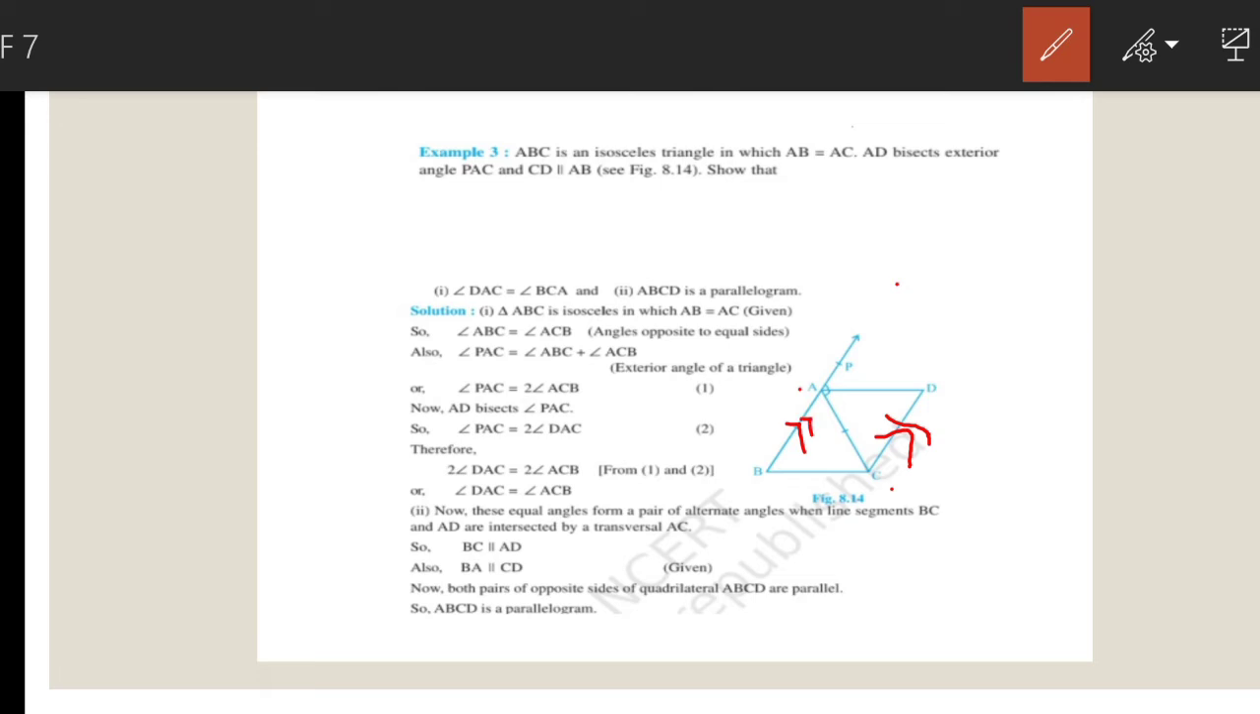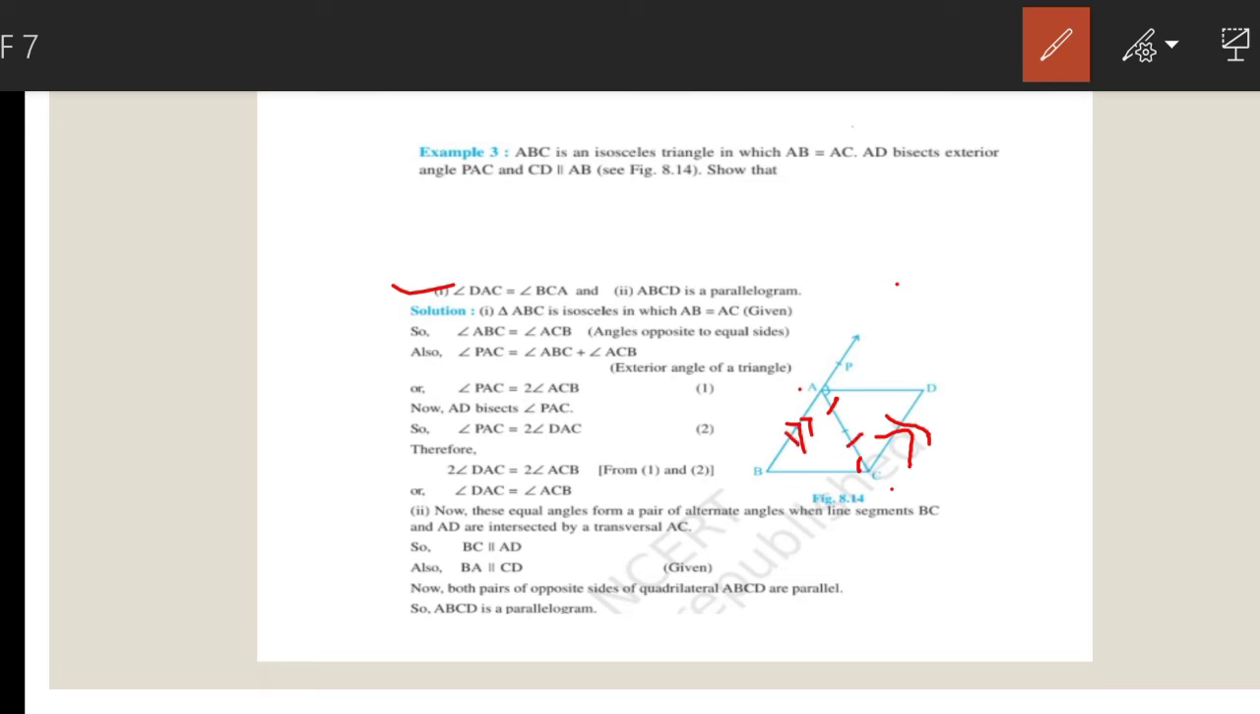What we need to show? Show that angle DAC, this is the inside angle, DAC is equal to BCA. So we need to show DAC is equal to BCA. These two angles are equal. And number 2, we have to show ABCD is a parallelogram. So how are we going to proceed? So let's see. For the first one, ABC is an isosceles triangle in which AB is equal to AC. It is already given that AB is equal to AC.